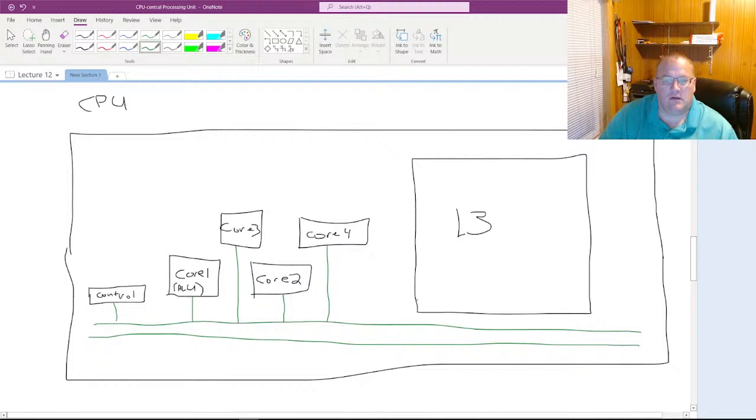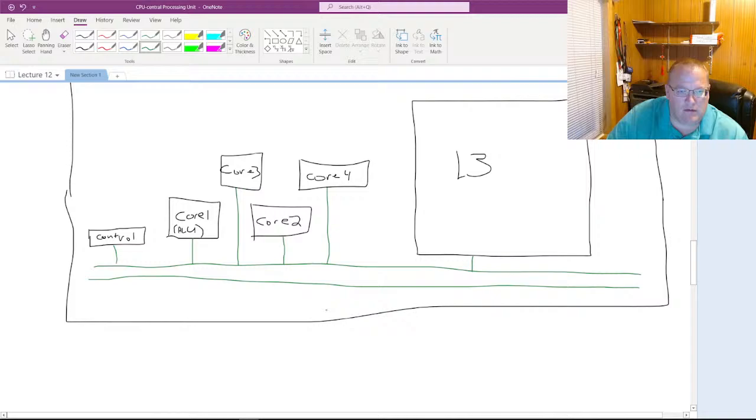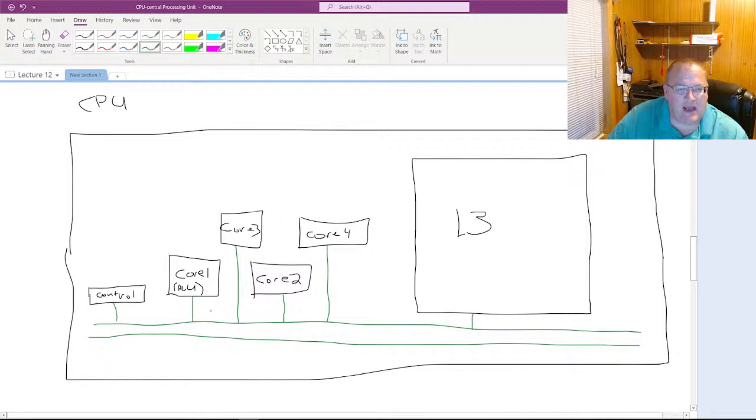And so this could be a bus that's going inside the processor here that allows the control unit to be able to control multiple different cores. And instead of being connected like with these lines, it's really connected more like this. And so then, if the control unit sends out a message to core 2, then core 1 just ignores it. And that's a way to do things.